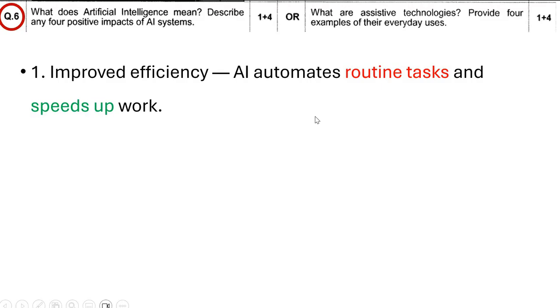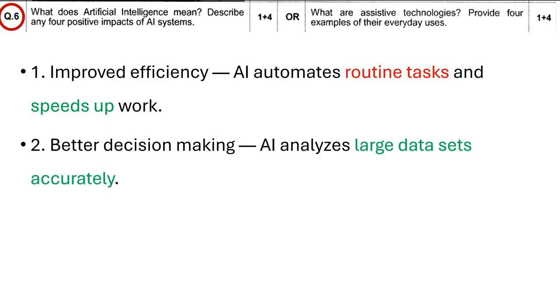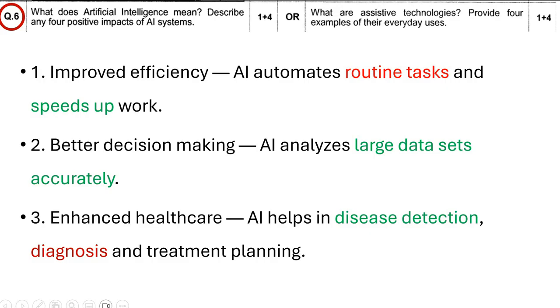Number 1, what will be the positive impact? Improved efficiency. In this way, we can improve efficiency. AI automates routine tasks and speeds up work. It will do the work very quickly. Number 2, better decision making. AI analyzes large data sets accurately. It can analyze large data sets quickly, and according to that data, it can provide answers or decisions. Number 3, enhanced healthcare. AI helps in disease detection, diagnosis, and treatment planning.